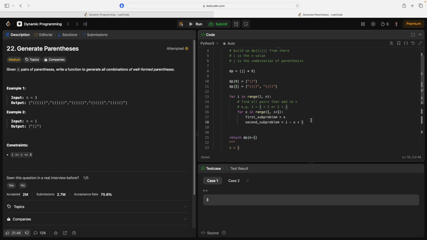Second subproblem, i minus x plus 1. First subproblem, x. Second subproblem, i minus x plus 1. Okay, now we're going to say we need to iterate through all of the answers for the first subproblem and the second subproblem.